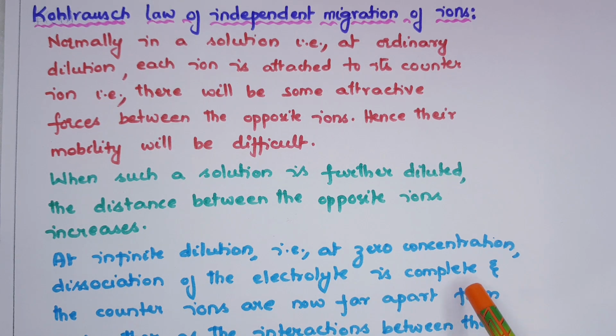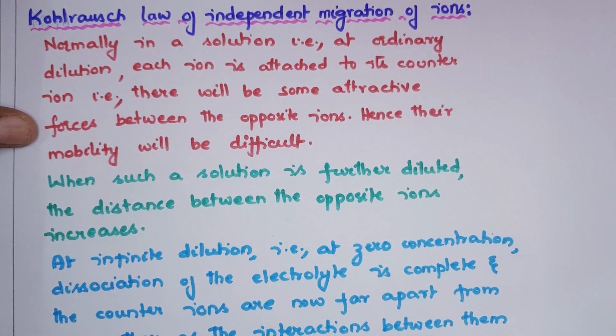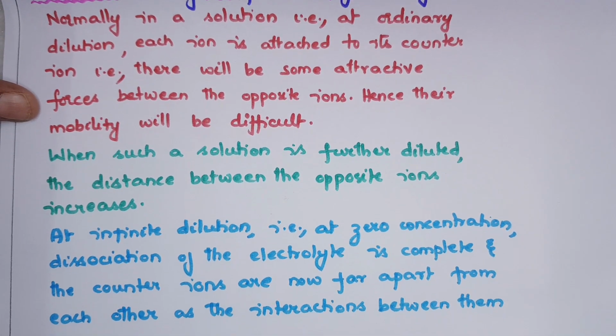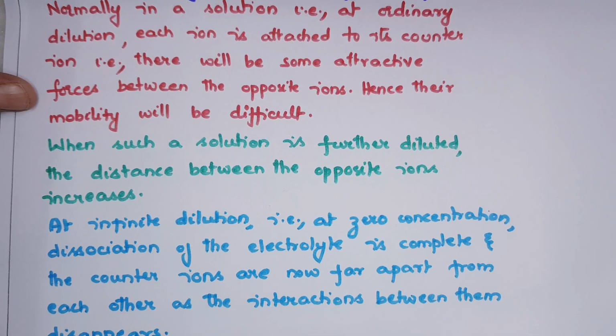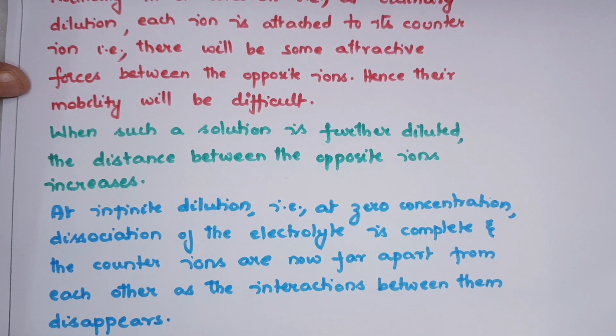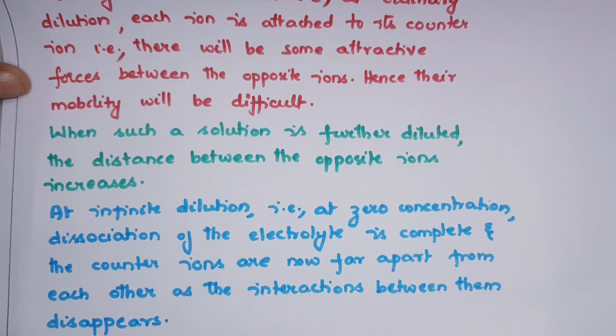Dissociation of the electrolyte is complete, and now the opposite ions are far away from one another as the interactions between them disappear. So when it is diluted completely, that means at 0 concentration, what happens, students? All attractive forces existing between the opposite ions, all those interactions will disappear. Because of this, what happens? The opposite ions will be moving far apart from one another. One will be towards east and one will be towards west. So like that we can explain.